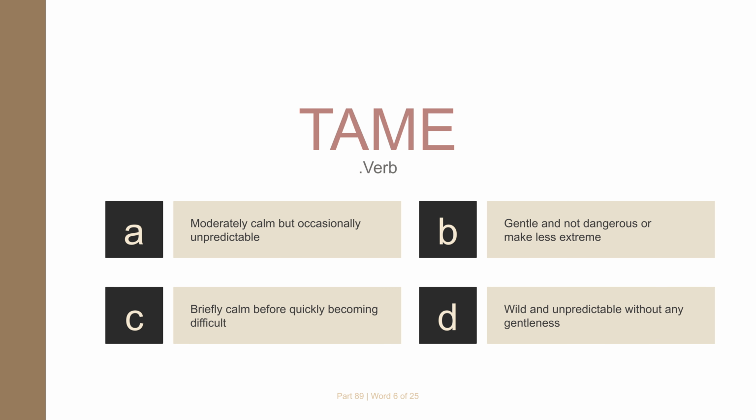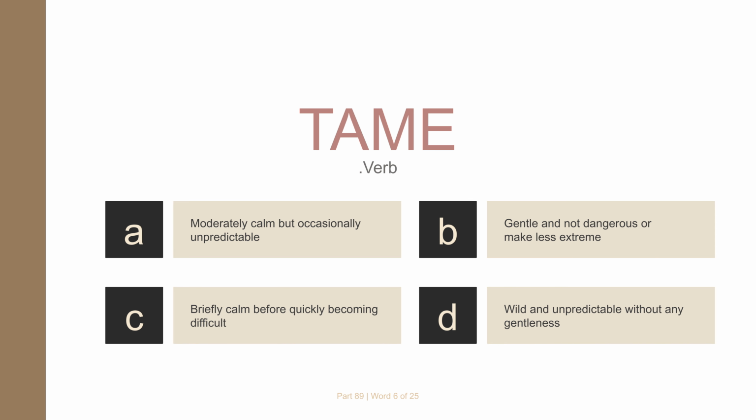Option A. Moderately calm but occasionally unpredictable. Option B. Gentle and not dangerous or make less extreme. Option C. Briefly calm before quickly becoming difficult. Option D. Wild and unpredictable without any gentleness.